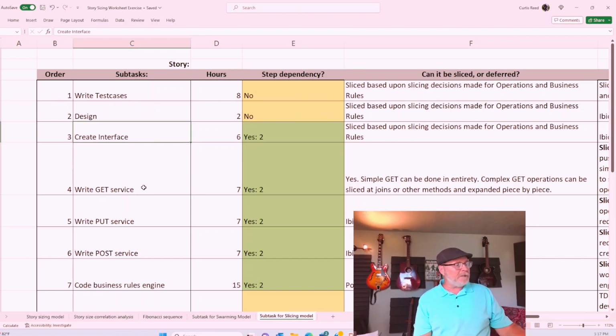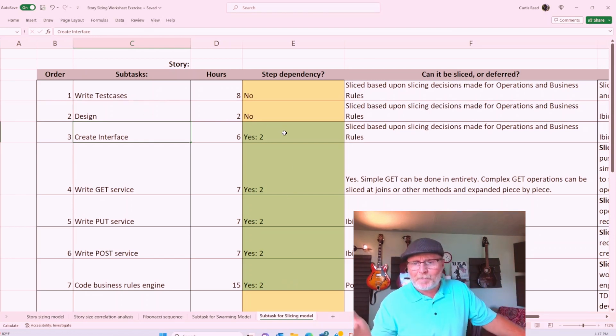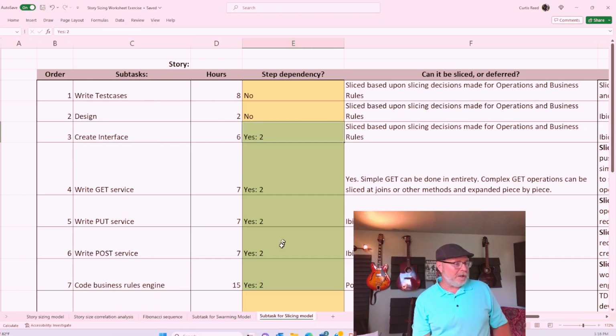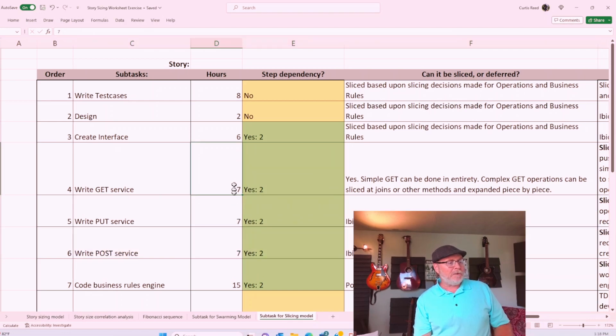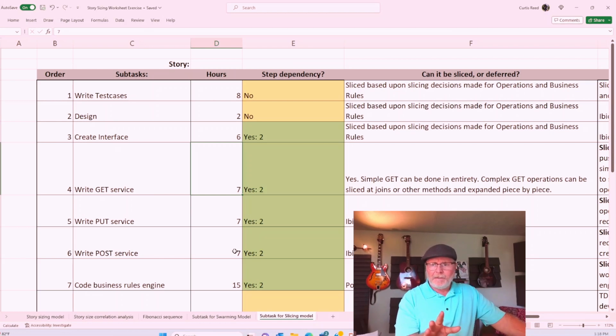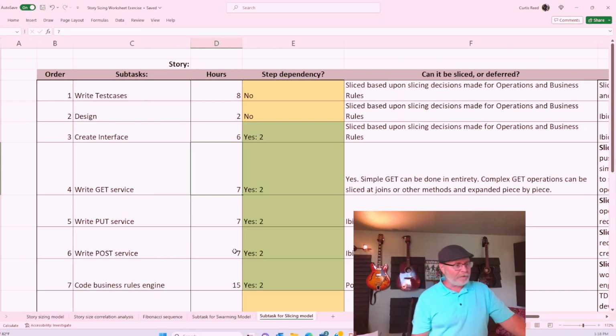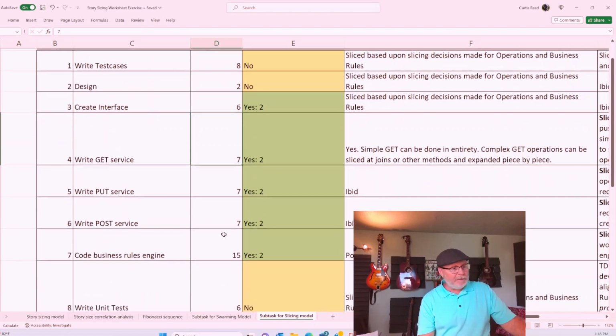How about creating the interface or the services? Yeah, we need to have the design first. Aha, we've discovered a step dependency. So I've color-coded these to say, all right, these have a step dependency. I might also say, do we have to do the get, put, and post service all in the same story? No, we could just do the get first. Great. Then you have a way of slicing that out. And if that was 7 hours to get each one of those, you've just reduced it by 14 hours. So just the effort on the API is reduced to 1/3 of the former effort. Okay? Step dependencies, the number of hours estimated.